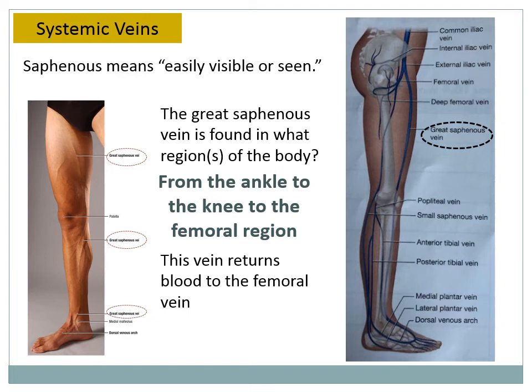You can probably feel this vein on yourself. It's that vein that kind of pops up near your ankle, so right near the medial malleolus of your foot. You should be able to feel that great saphenous vein. So the great saphenous vein returns its blood to the femoral vein. So that's something that you want to keep in mind. Just remember that it ends at the femoral region, so it's going to have to dump into the femoral vein.